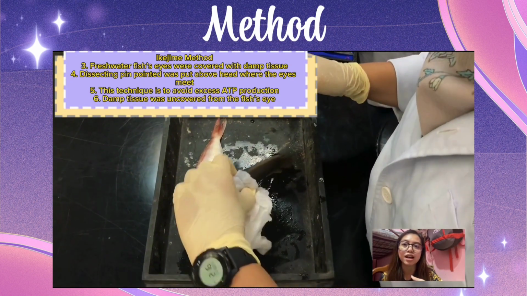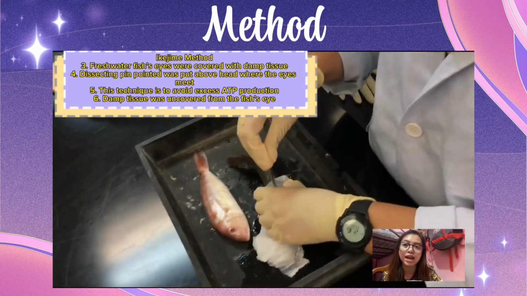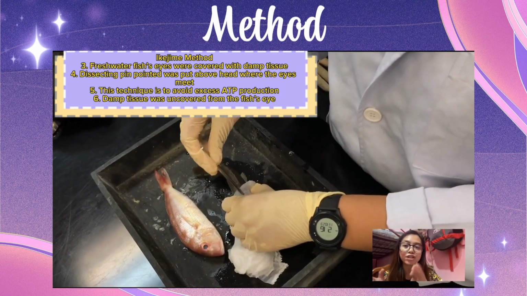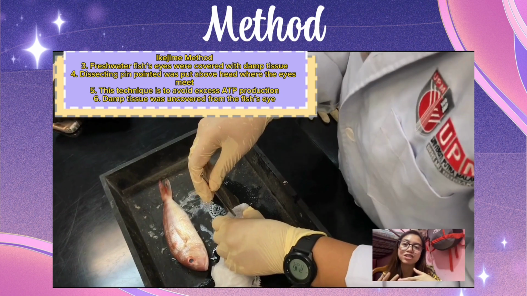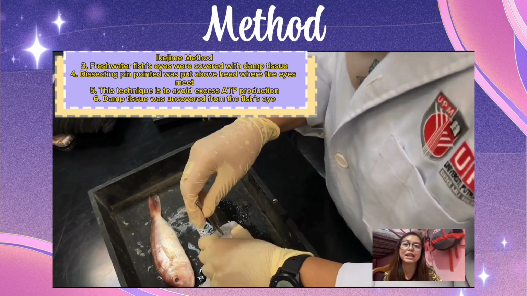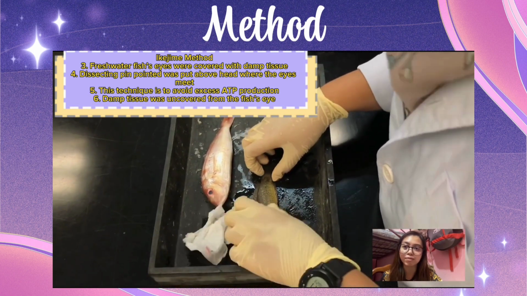Then we used the AQU3814 method, where the freshwater fish's eyes were covered with damp tissue, and then a sharp needle was put above the fish head where both of the eyes meet. This technique can instantly kill the fish without making it stressed and therefore avoids the production of ATP. Then the damp tissue was uncovered from the fish eyes after the AQU3814 method finished.